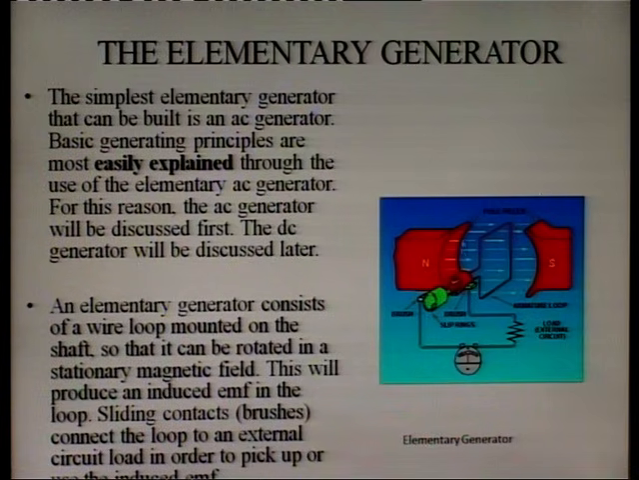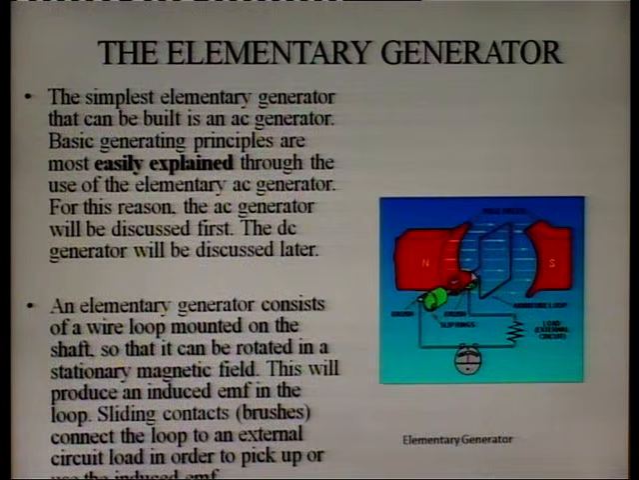So this is the elementary generator. Before discussing the DC generator, first we will discuss the AC generator, then we will shift to the DC generator. The simplest elementary generator that can be built is an AC generator. Basic generating principles are most easily explained through the use of the elementary AC generator. For this reason, the AC generator will be discussed first, and the DC generator later.